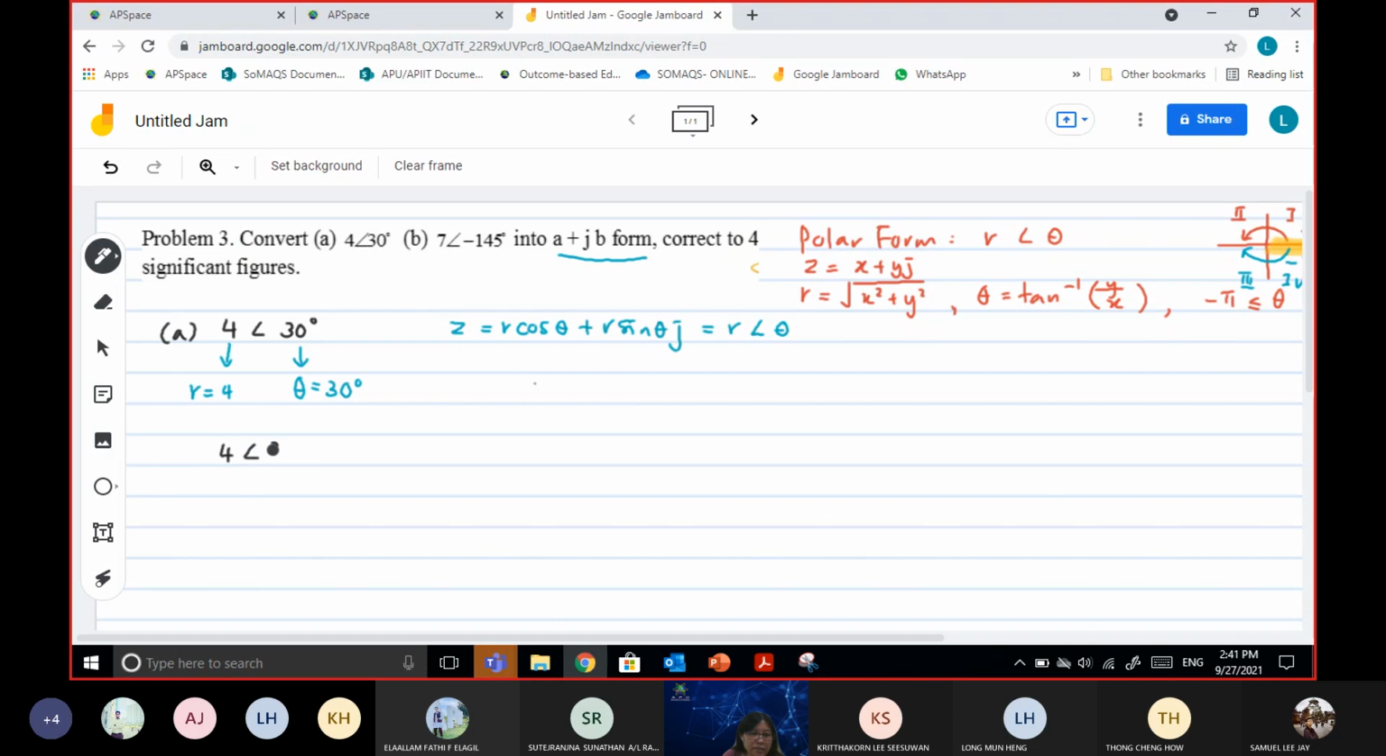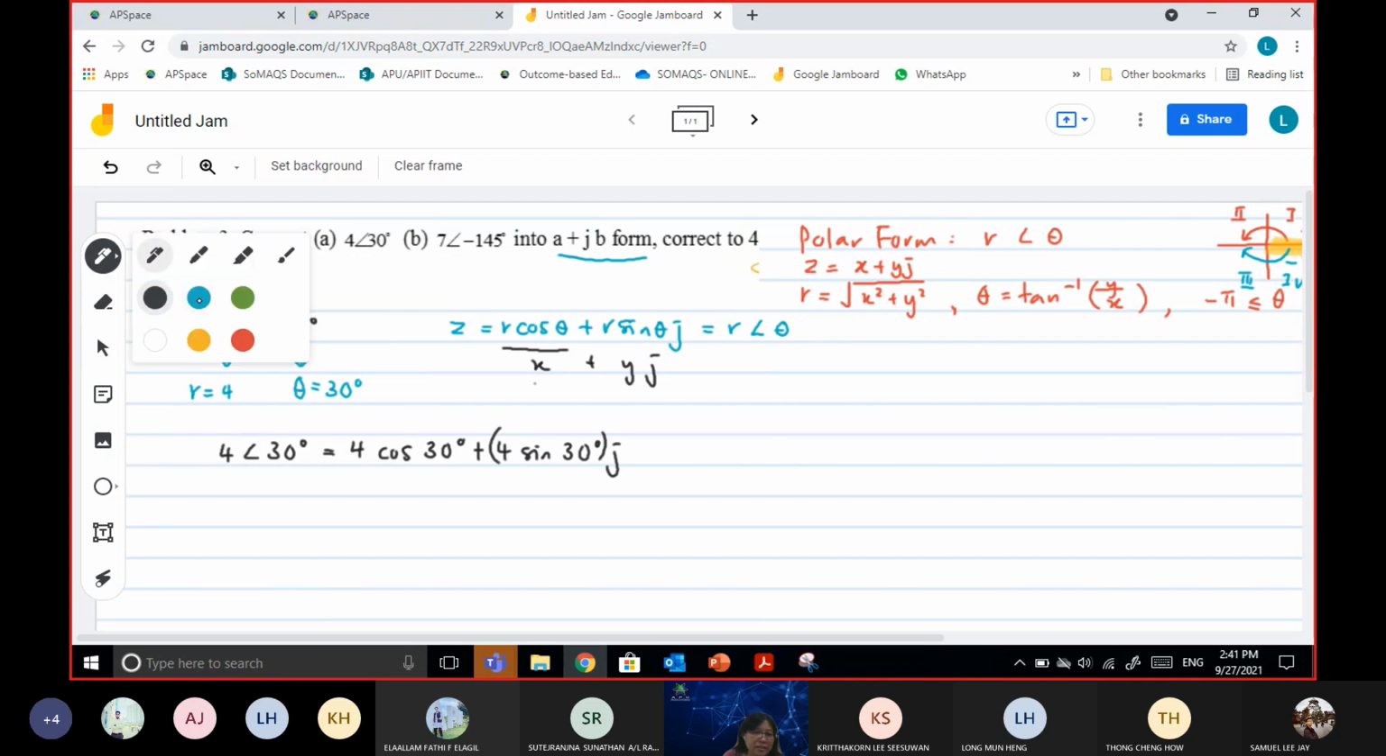So 4 angle 30 degrees, when I write it in Cartesian form, the real part will be r cos theta. This is the x, and this is the yj. So x is r cos theta, which is 4 cos 30 degrees, plus r sine theta, which is 4 sine 30 degrees, then j. So r cos theta plus r sine theta j. Then we just proceed with the calculation. This one is easy, right?